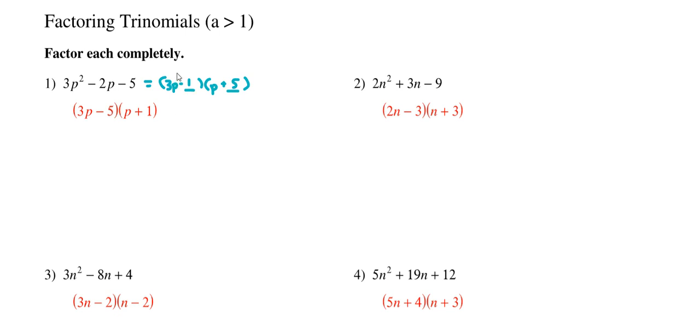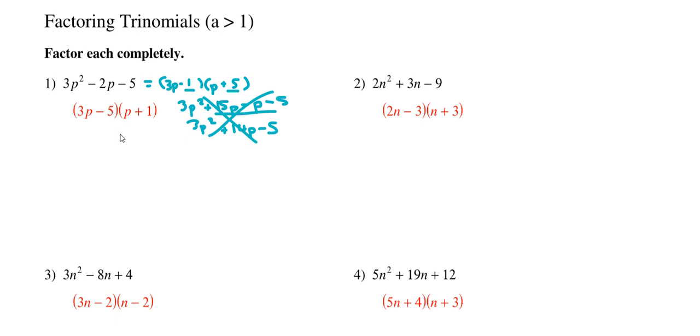So we'd FOIL this. We get 3p times p is 3p squared. Multiplying the outside two, +5 times 3p is +15p. Then we have that -1 times p for the inside two, which is -p. And the last two, -1 times 5 is -5. So these middle two combine to a 14p. This is 3p squared plus 14p minus 5, and that is not the original trinomial, so this combination is incorrect.